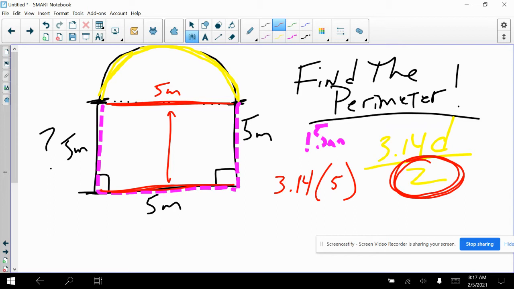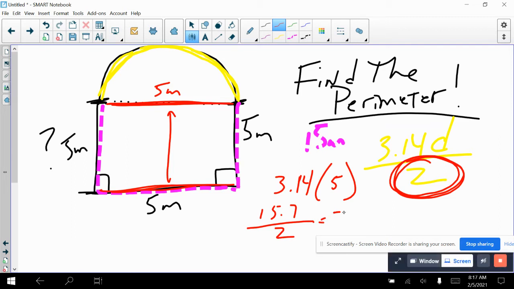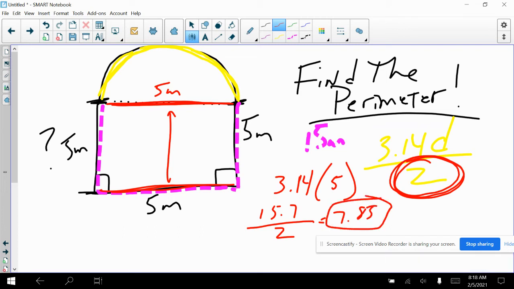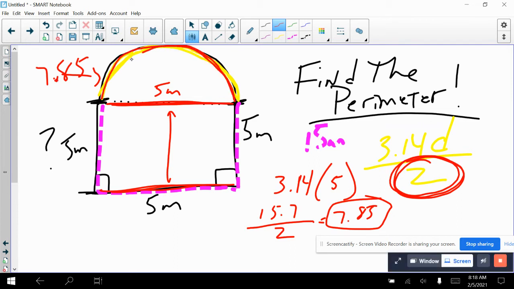All right, so I'll do the math for you. 3.14 times 5 is 15 and 7/10, divided by 2. Some of you are going to make that boo-boo. That is equal to 7 and 85 hundredths. Okay, 7 and 85 hundredths represents the semicircle, the curved portion of the semicircle. So what do I do to 7 and 85 hundredths?